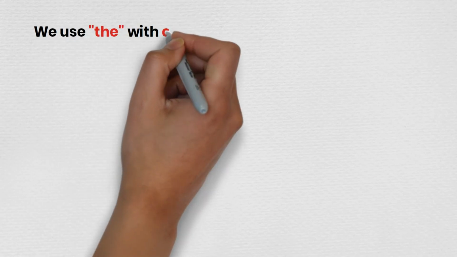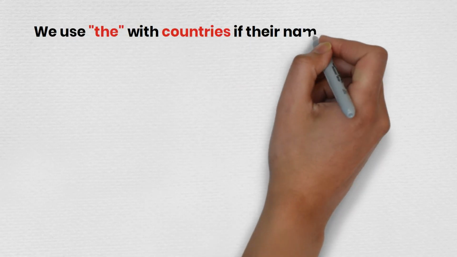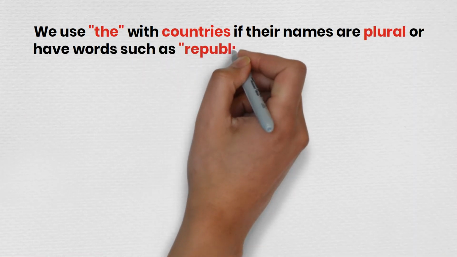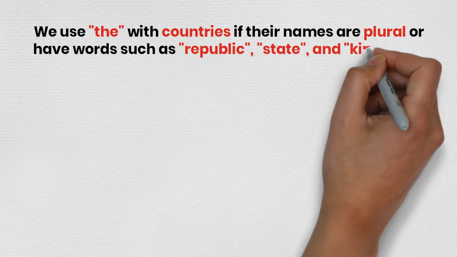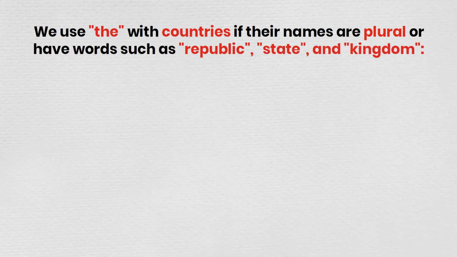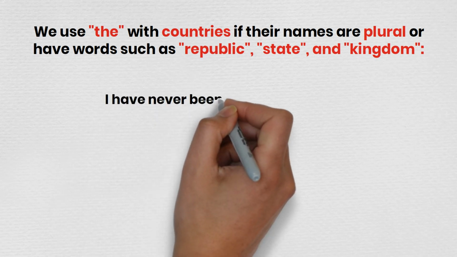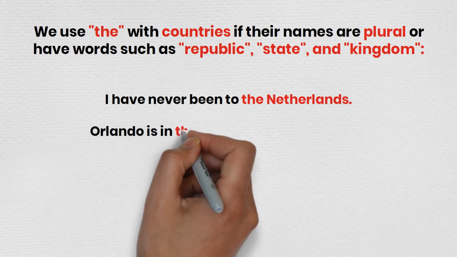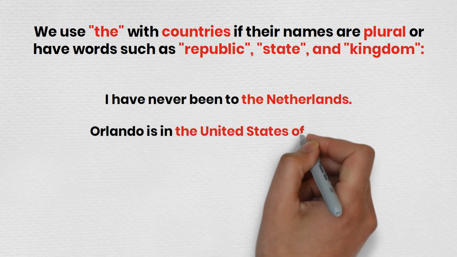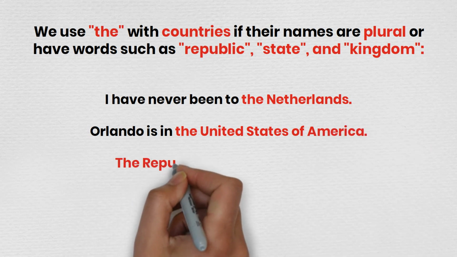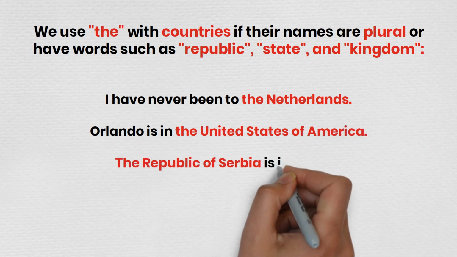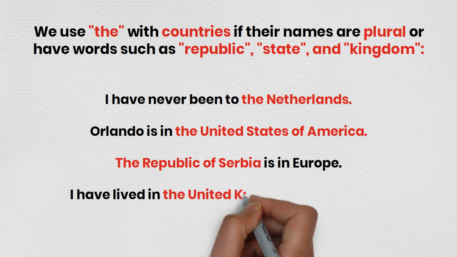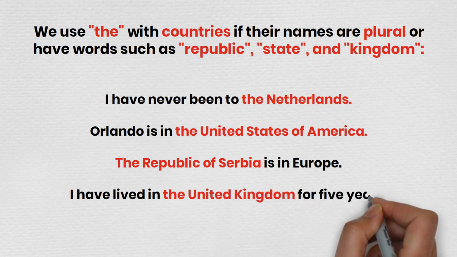We use the with countries if their names are plural or have words such as republic, state, and kingdom. I have never been to the Netherlands. Orlando is in the United States of America. The Republic of Serbia is in Europe. I have lived in the United Kingdom for 5 years.